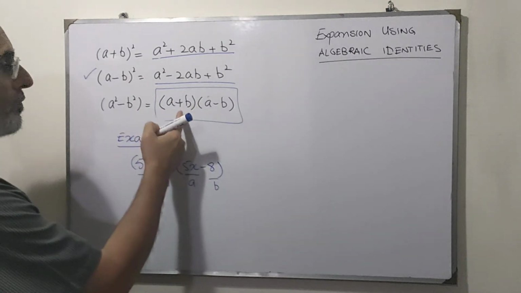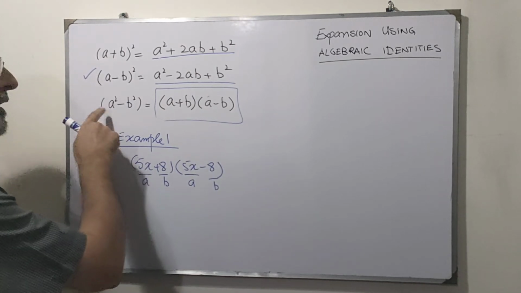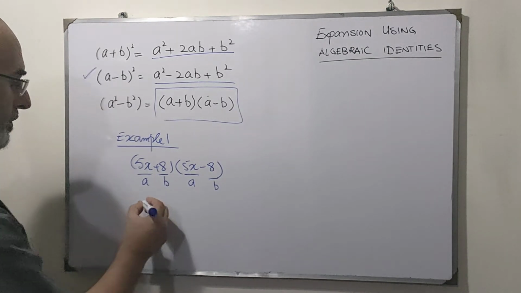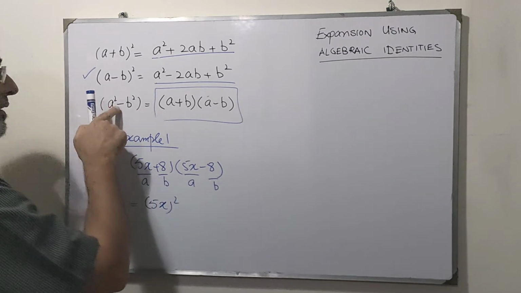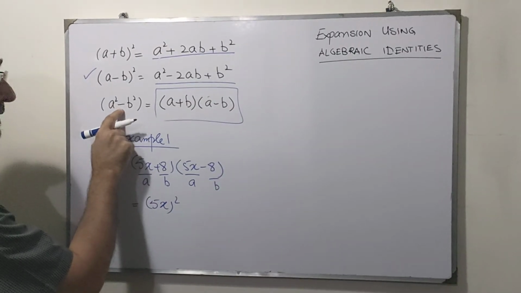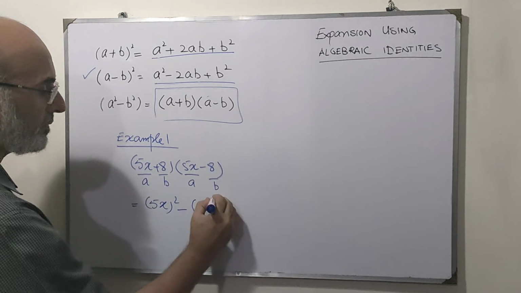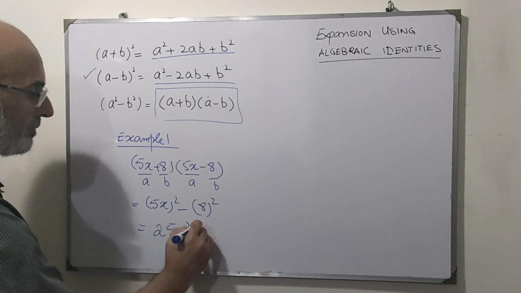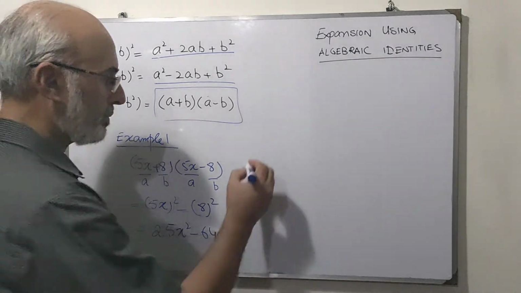Okay, so how to apply it? We have to square whatever a is representing, and then square what b is representing. So 5x whole square, and the sign is going to be minus, because it has to be a square minus b square. So minus 8 square. So the result is 25x square minus 64. Solved. Pretty simple, right? Let's do one more example.